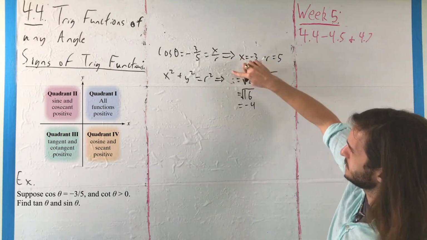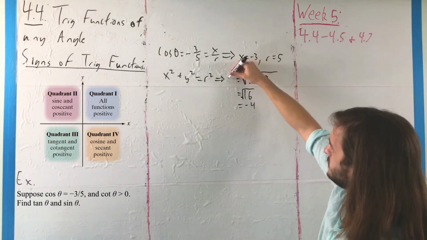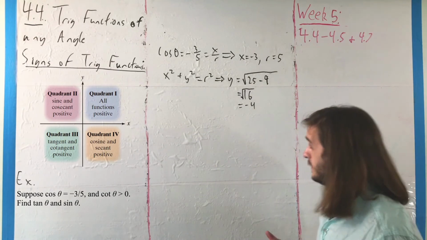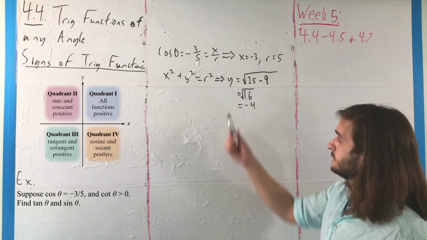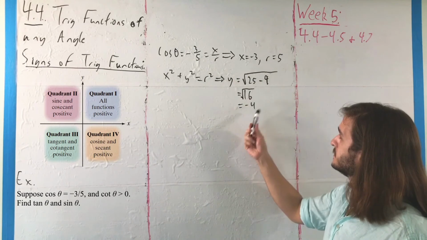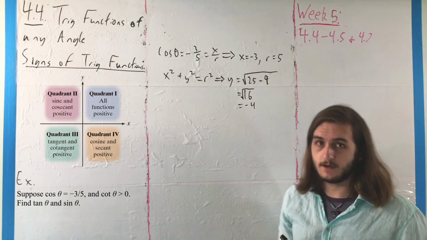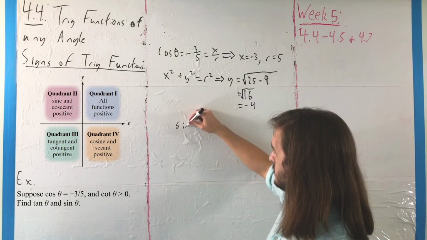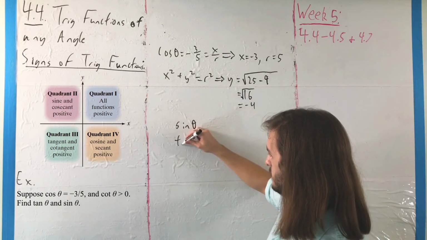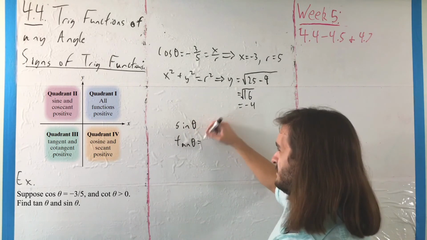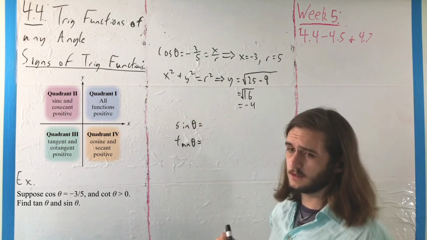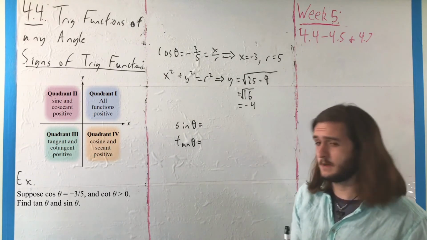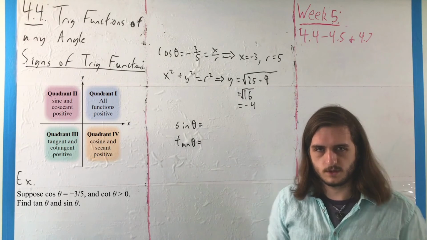And I don't know why I said that should be x, because that shouldn't be x. We already have x. We wanted y, didn't we? Anyway, we now have y, x, and r, so we can find our trig functions. In particular, we just want sine of theta and tangent of theta, but to be clear, it wouldn't be that much more work to get the other three from what we have. But we're only looking for two right now.